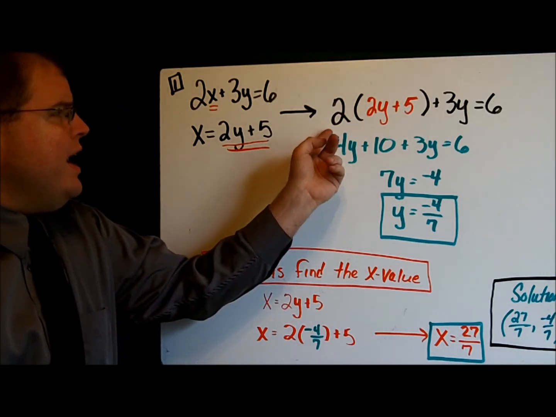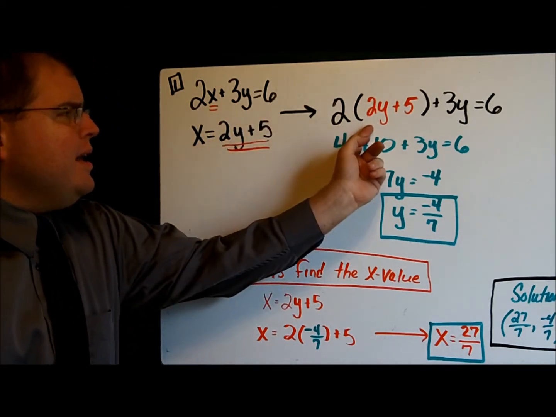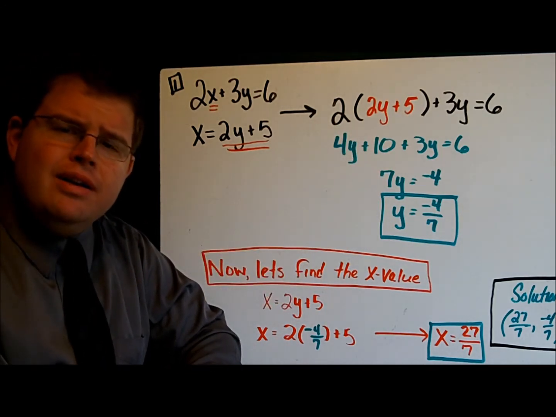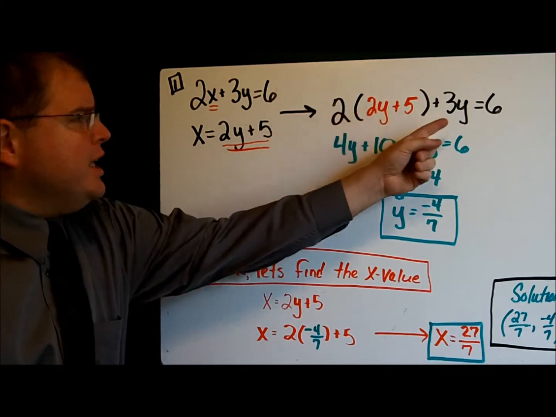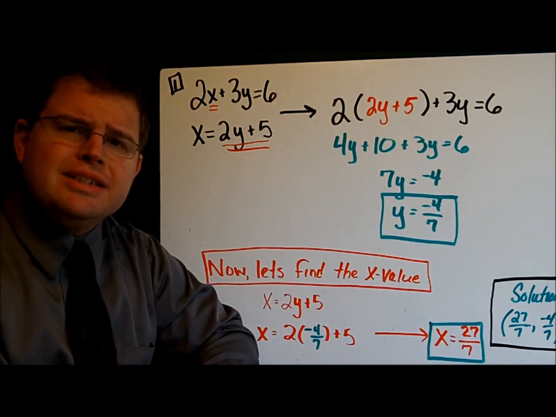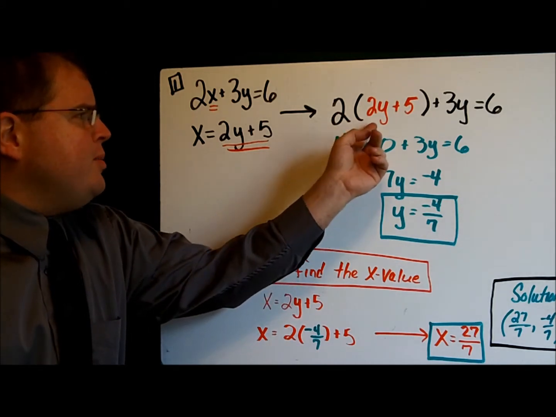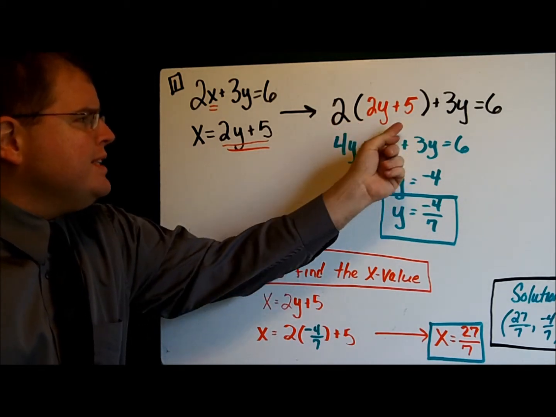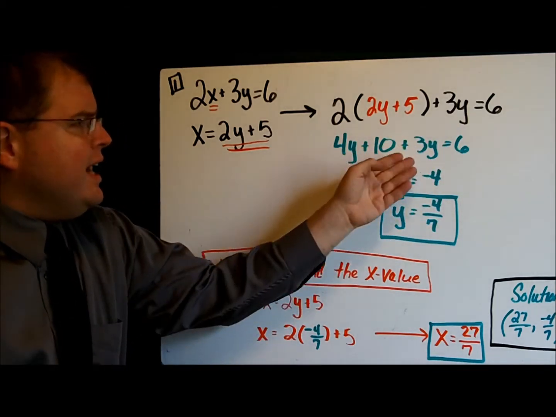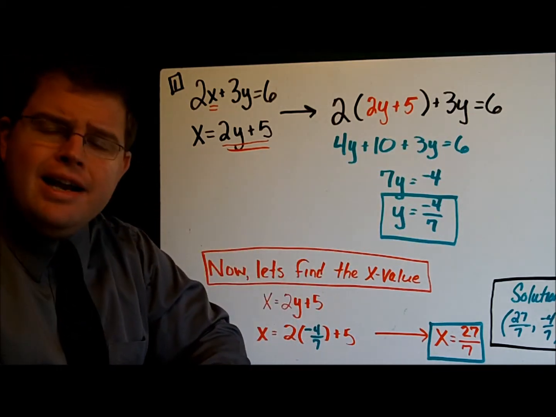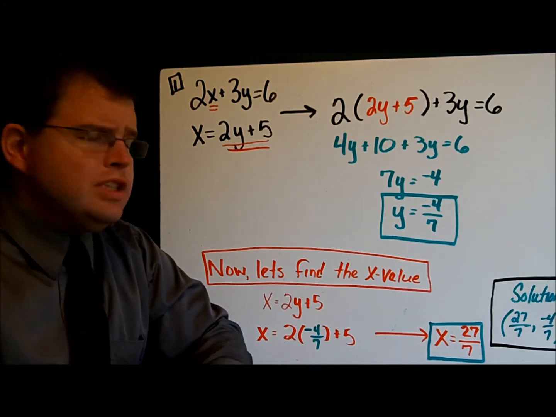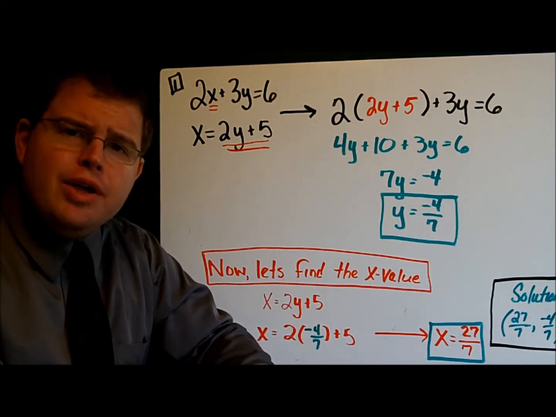So over here I had 2x. In place of the x, I put the 2y plus 5. Now I have an equation that has only one variable, and we know how to solve those equations. I'll now use the distributive property: 4y plus 10 plus 3y equals 6. And I go through and solve the equation, and I find out that y equals negative 4 over 7. So I now have the y value.